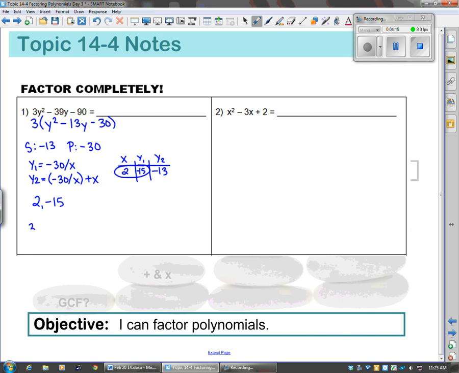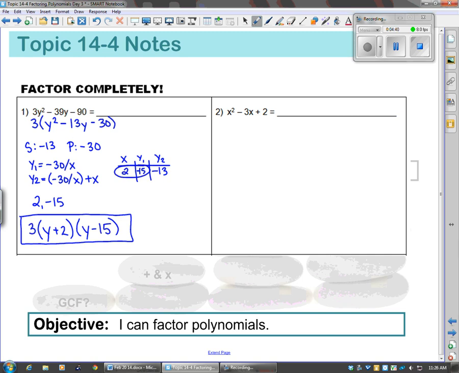This is where you must be careful with that GCF. You already have a 3 on the outside, and now you're going to do y plus 2, y minus 15. So this is going to be your final answer. The 3 on the outside, you cannot forget that. And then y plus 2, y minus 15.